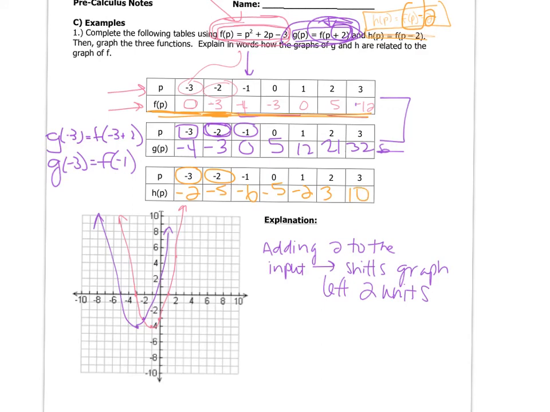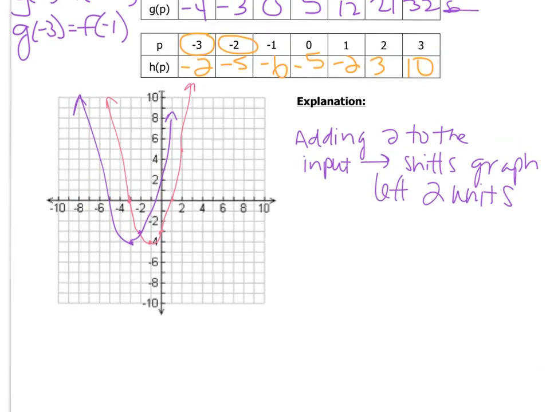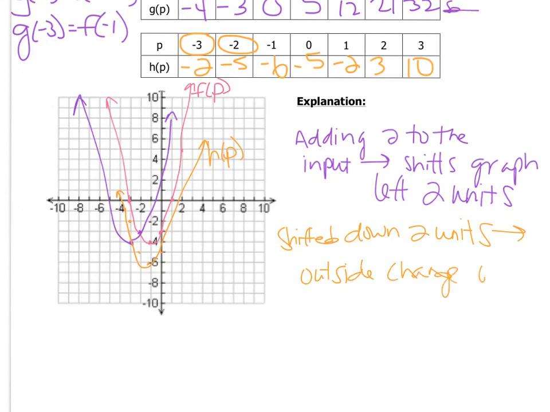Okay, and then we can plot those, and so on. What we get is yet another parabola, but we're concerned about how it's shifted from our original function f of p. And we can see that from f of p to h of p, we have shifted down 2 units. And that, again, is coming from that outside change of -2.